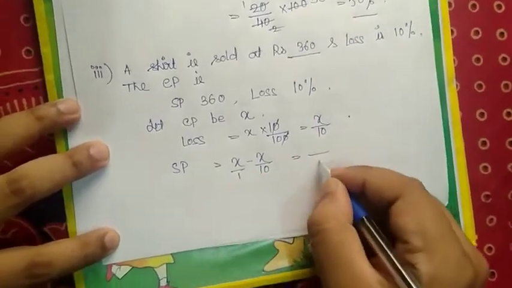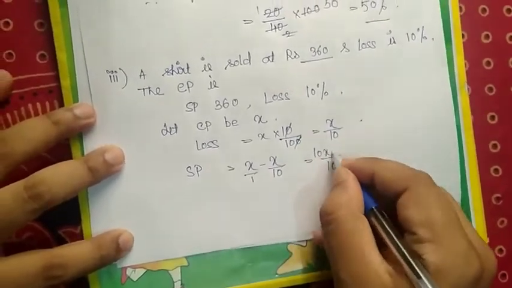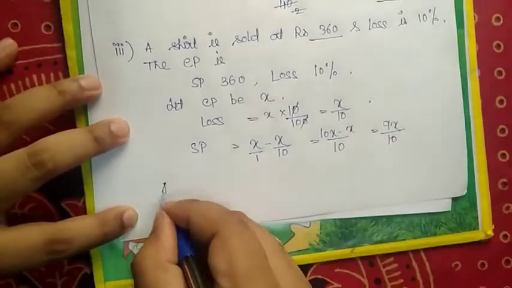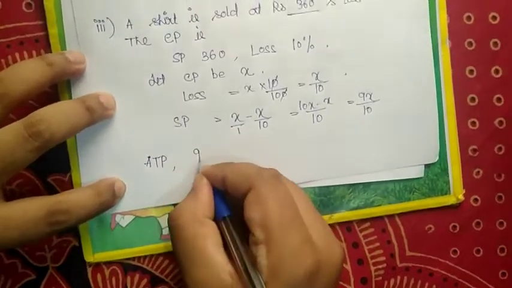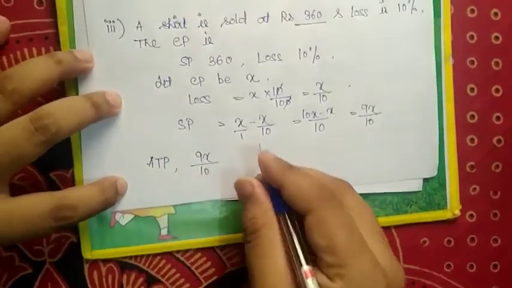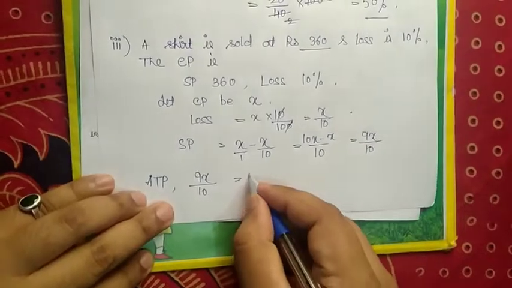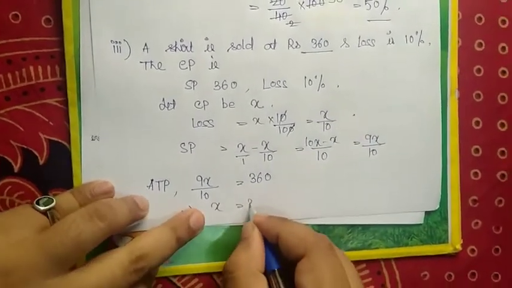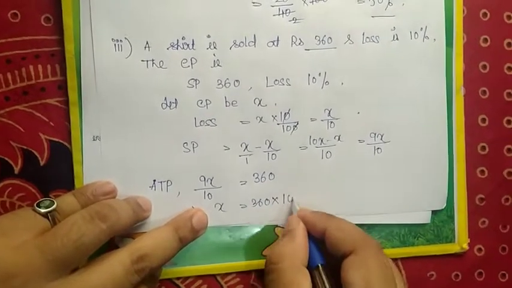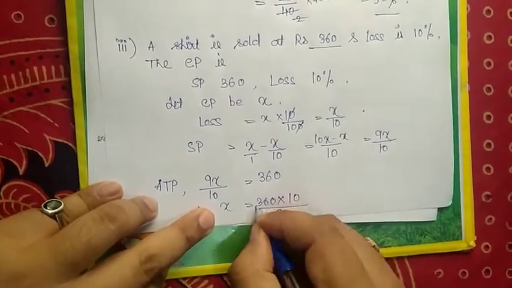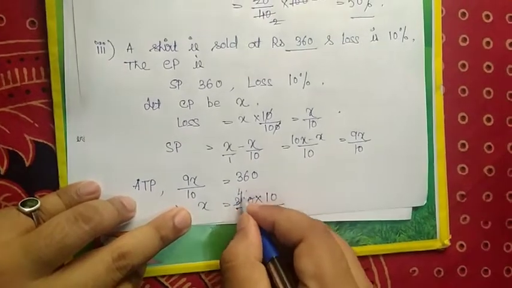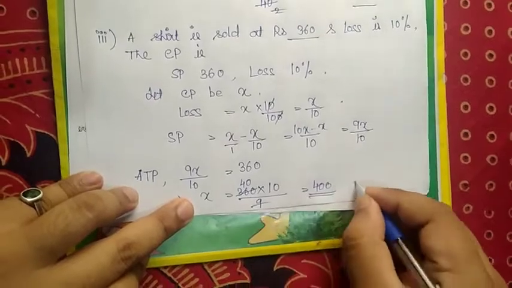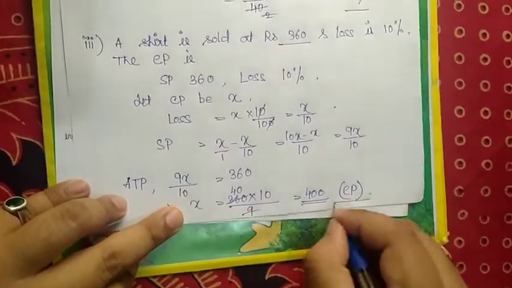So therefore the LCM is 10. 10x minus x equals 9x by 10. So according to the problem, 9x by 10 equals 360. So therefore x equals 360 into 10 by 9. Dividing by 9, we get 40, so 400. So x equals 400. So CP is equal to 400. This is the CP.